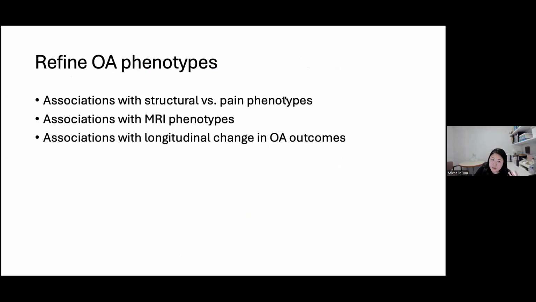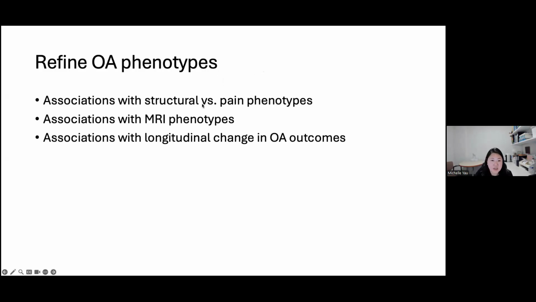And so again, you can try to refine OA phenotypes using the GO Consortium GWAS data. And so one thing we've done is look to see whether those variants identified in the GO Consortium GWAS, how they're associated with structural versus pain phenotypes. We found that there are much stronger associations with pain phenotypes than with structural phenotypes.